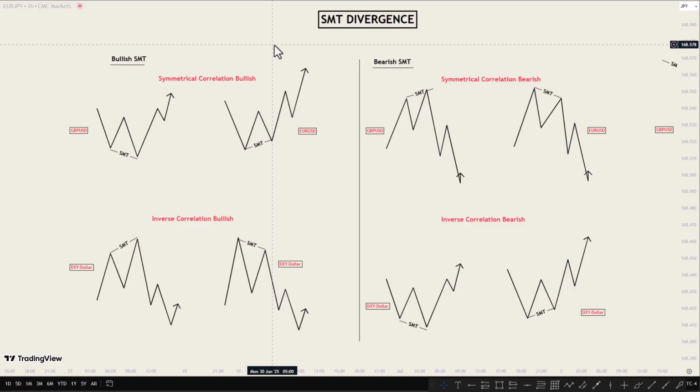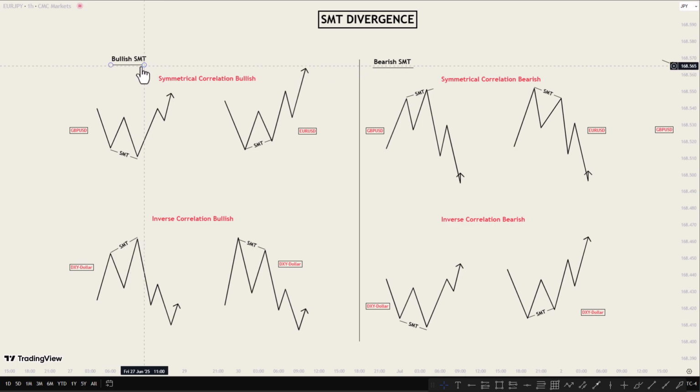So let's talk about the two types of SMT divergence, and within them we have the symmetrical and inverse. Here we have the bullish SMT, and under the bullish SMT we have symmetrical and inverse, while under the bearish SMT we also have symmetrical and inverse correlation.